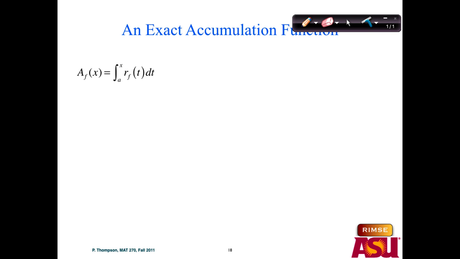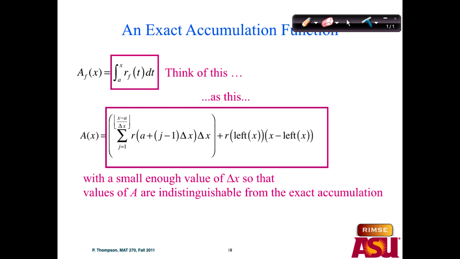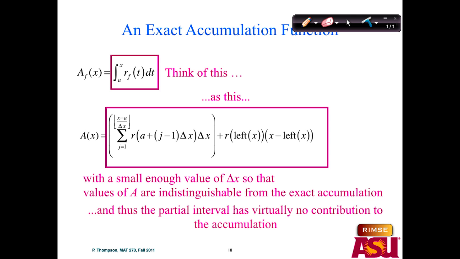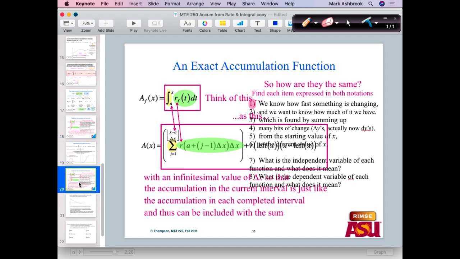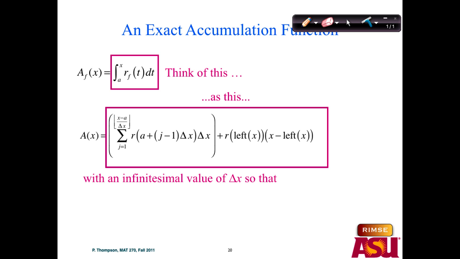So just generically, we were dealing with the W, right? Generically, a sub f of x. We're going to think of this as this, right? It's the same thing. But under what condition? Delta x is really small. So they're the same when delta x is small enough so that values of the approximate are indistinguishable from the exact. No, this is the wrong slide. This is the right slide. So delta x is so small, they're the same.